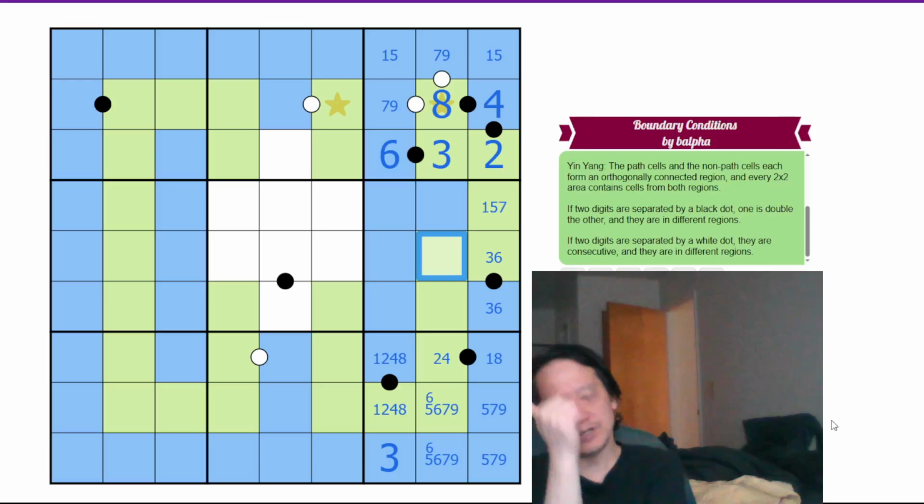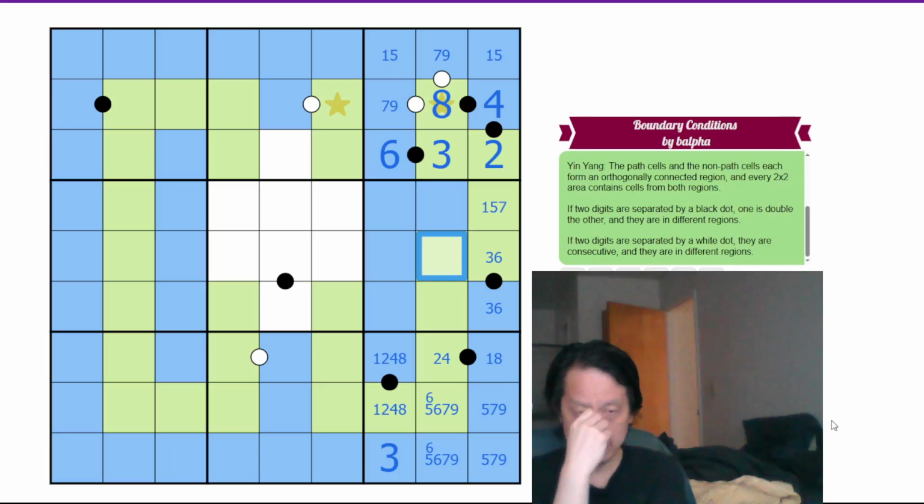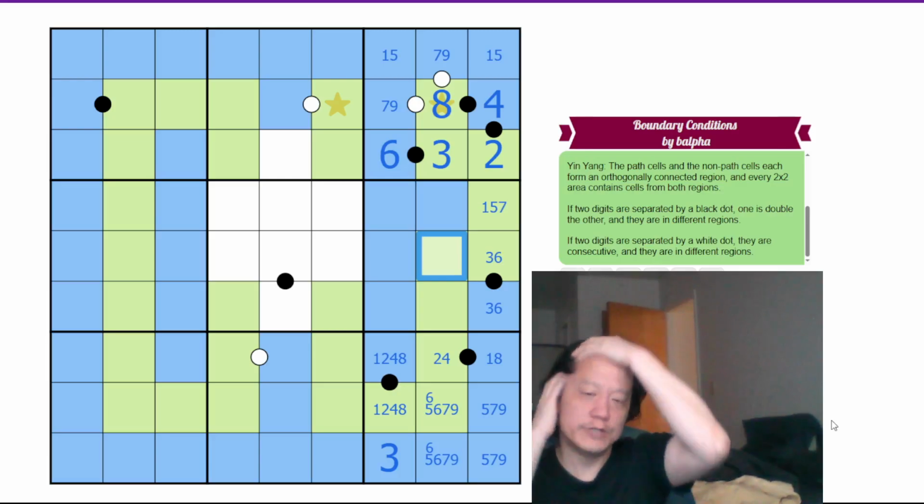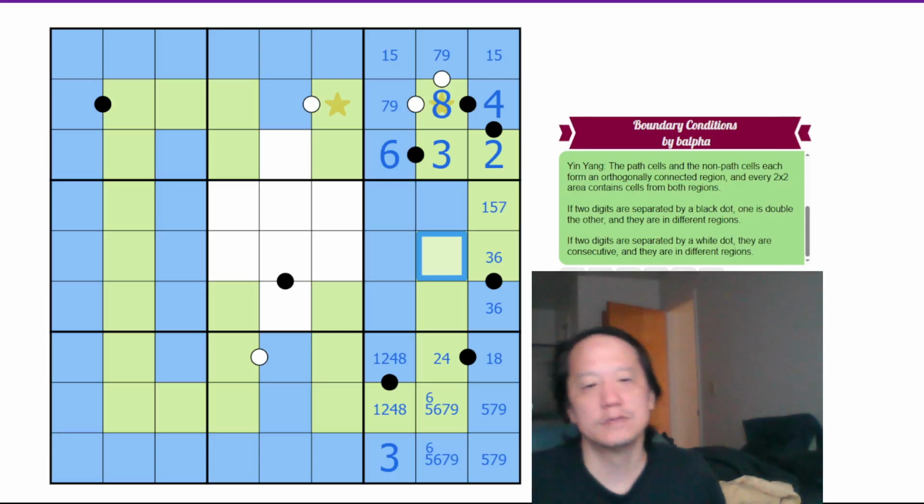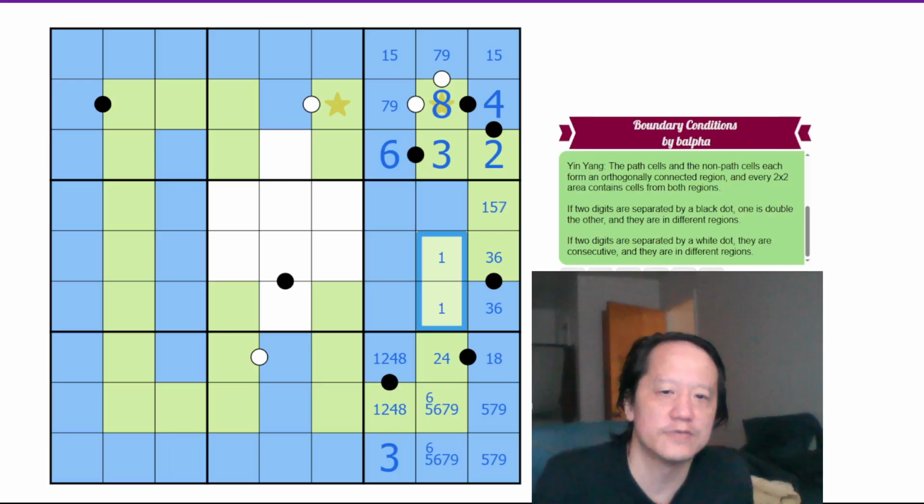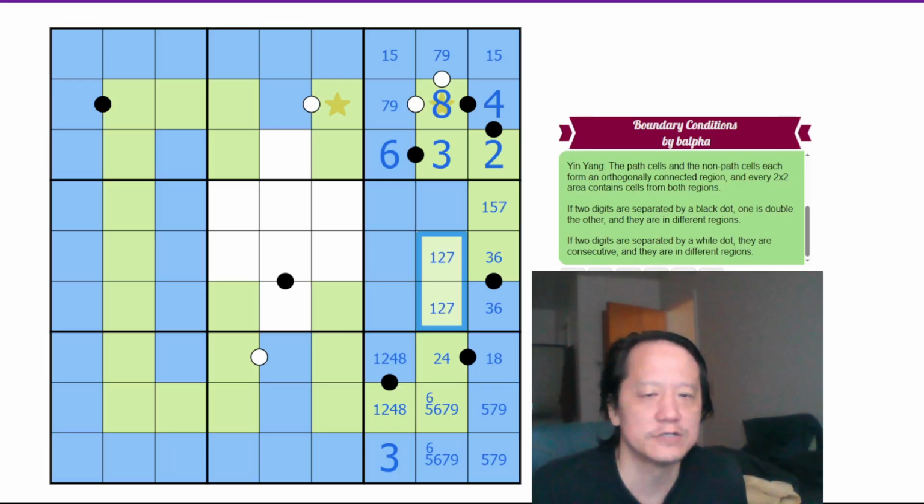So we could have 1, 2, 3, 7. 1, 2, 4, 6. Or 1, 3, 4, 5. 2, 3, 4, 5 is too big. That adds up to 14. So again, 1, 2, 3, 7. So it could be 3 there and 1, 2, 7, I should say.